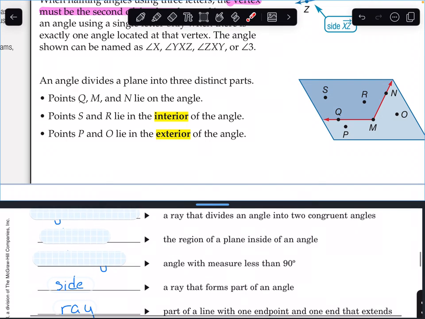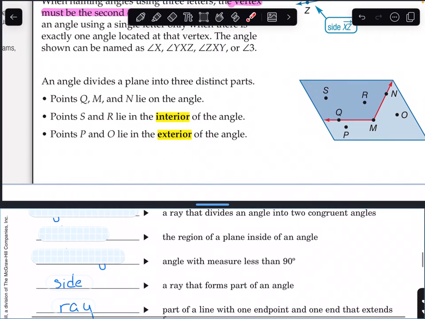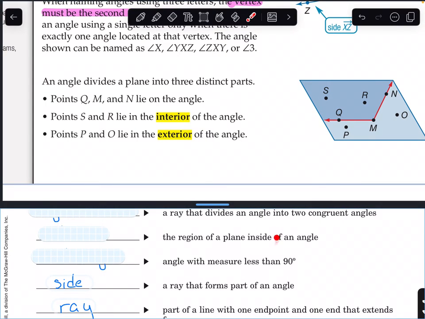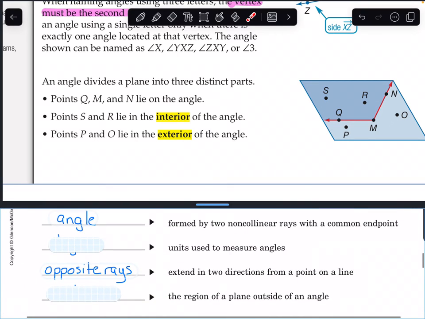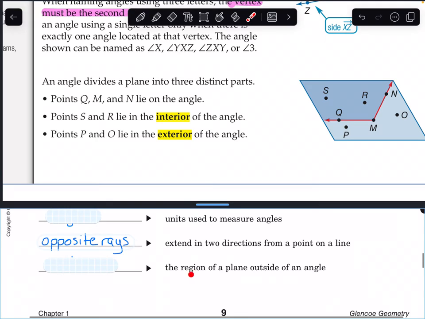So we need regions of planes. We've got region inside of an angle. That would be the interior. Interior, inside. And now we need region outside. Region outside of an angle. Exterior. There we go.